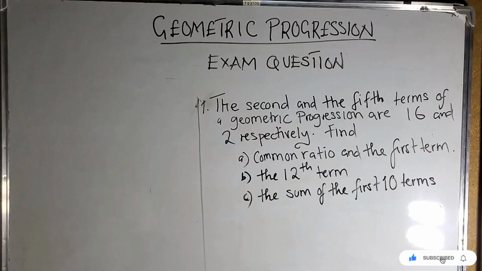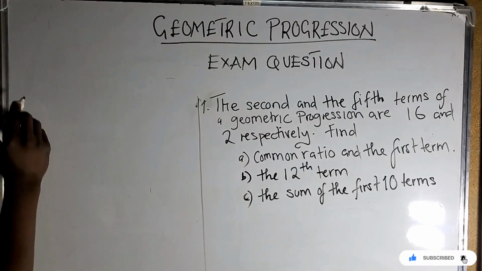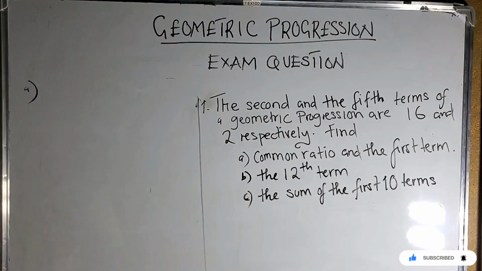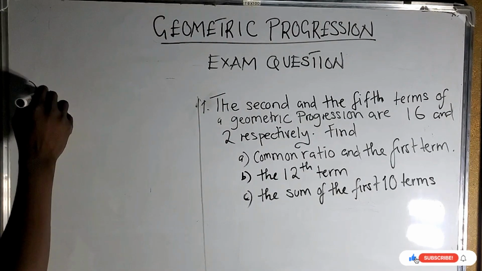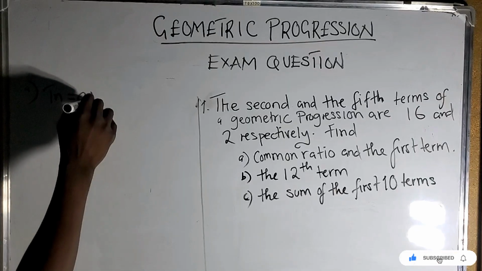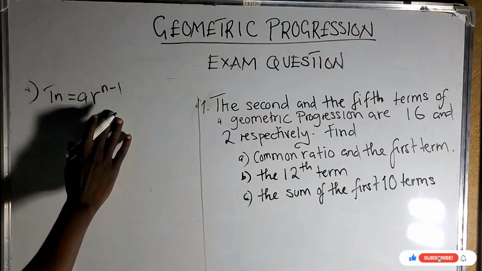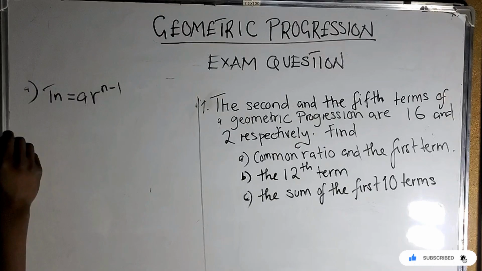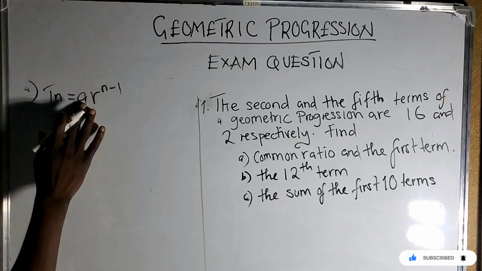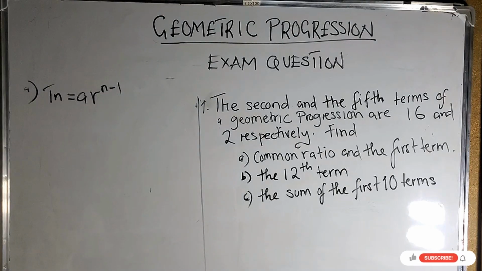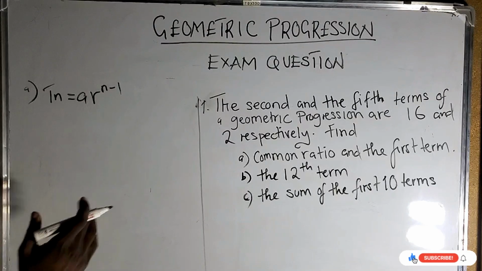It is very simple. So the first thing you need to understand is, what's the formula for finding the nth term? The formula for finding the nth term is Tn equals a r to the power n minus 1. Now, to find the common ratio and the first term, I'm going to solve this simultaneously. We don't know the common ratio, which is r, and we don't even know the first term. So how can you find them when you're given such a question?